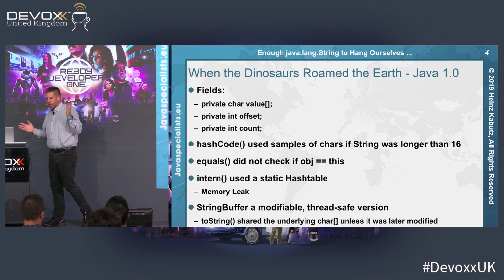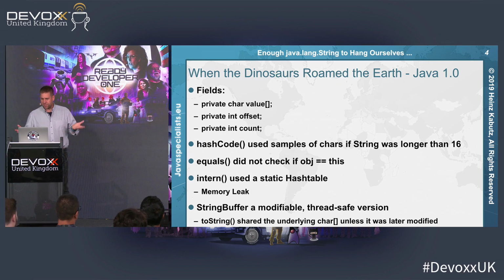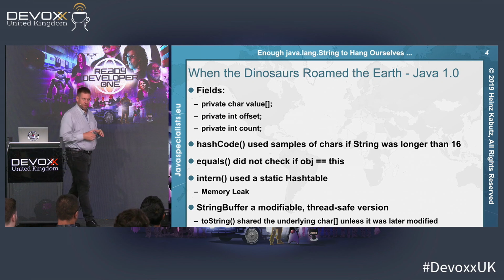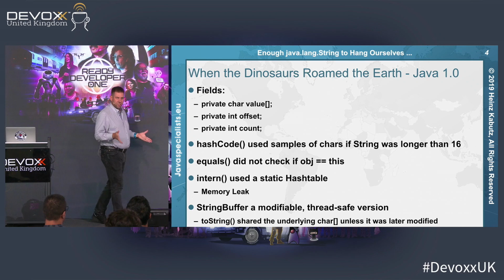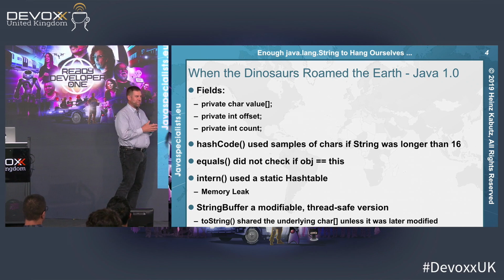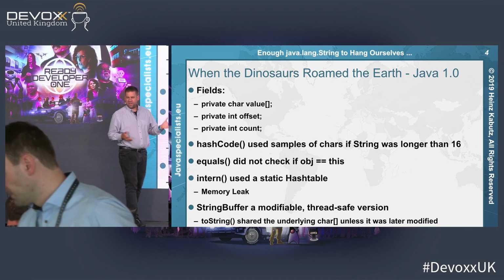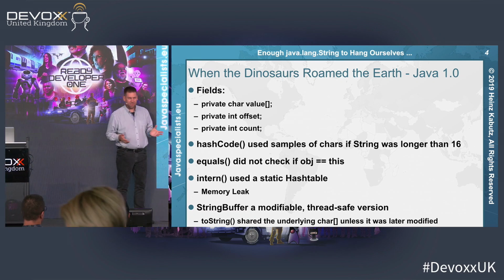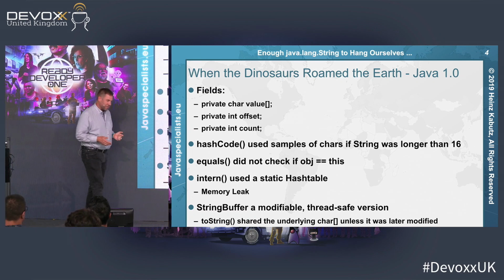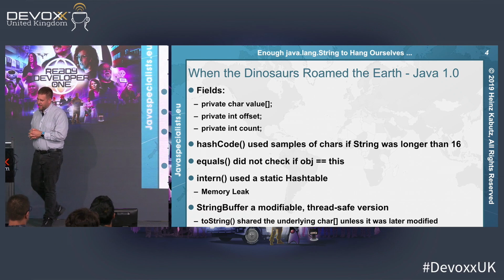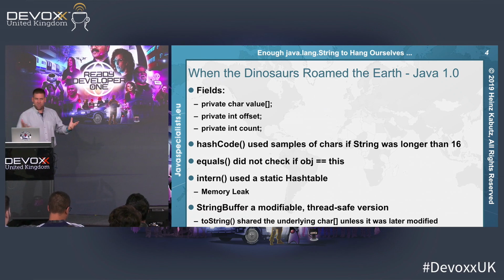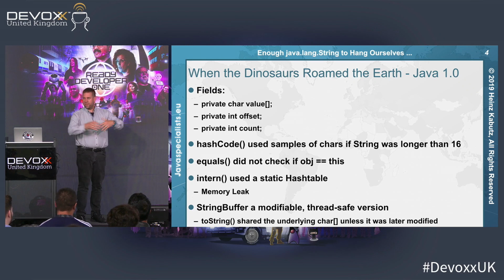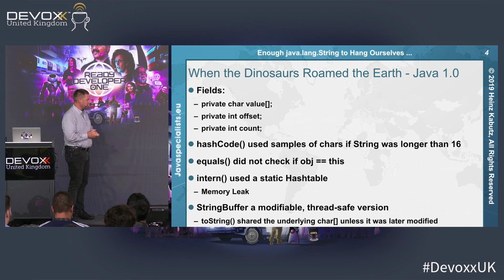And equals was also funny. They didn't check whether object equals this, which is an obvious optimization. And in turn, use a static hash table. So that was a nice possible memory leak. At the time, we didn't really worry too much about that because Java was not the fastest thing out there. And we would never have imagined in those days that we'd have conferences like this where we've got thousands of people who want to do Java.